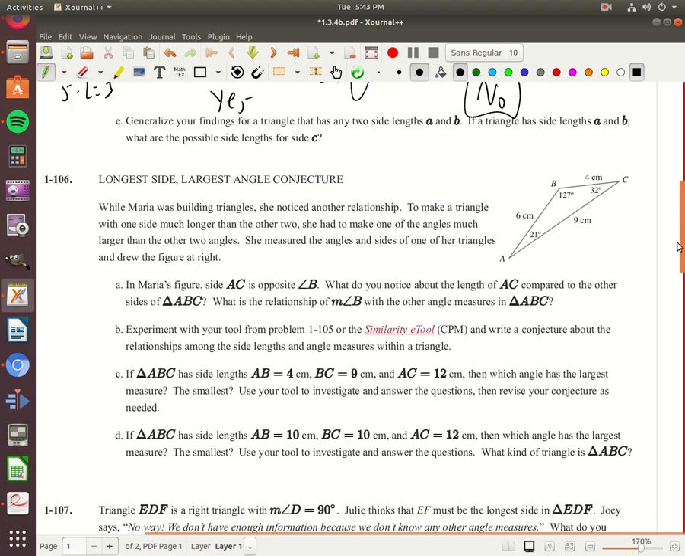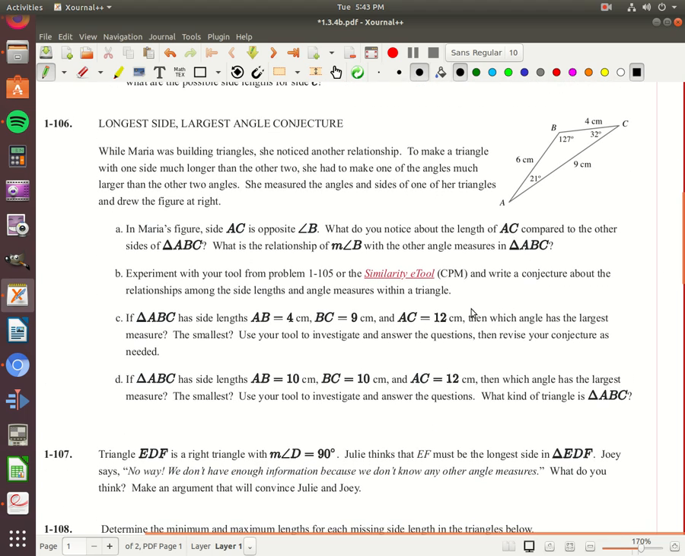All right, to finish this up, the longest side, largest angle conjecture. When Marie was building triangles, she noticed another relationship. To make a triangle with one side length much longer than the other two, she had to make one of the angles much larger than the other angles.